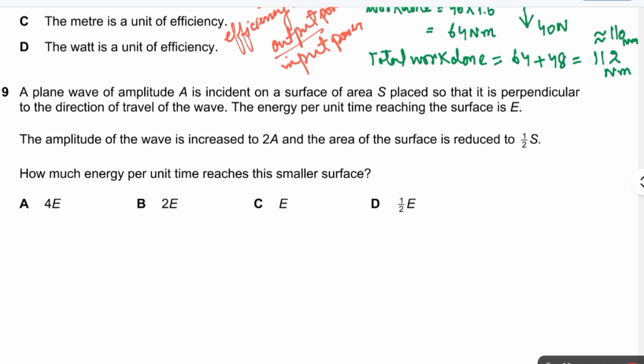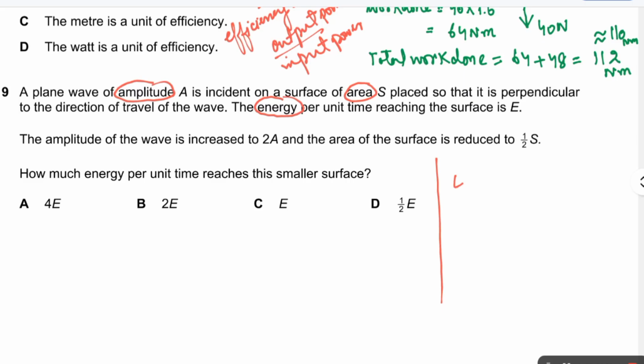Now there is the 19th question. A plane wave of amplitude A is incident on a surface of area S. You know it clearly, there is area, there is amplitude, so that it is perpendicular to the direction of travel of the wave. The energy per unit time reaches the surface E. First of all, you must know the relationship between amplitude, area, and energy, or intensity we can say, and surface area.